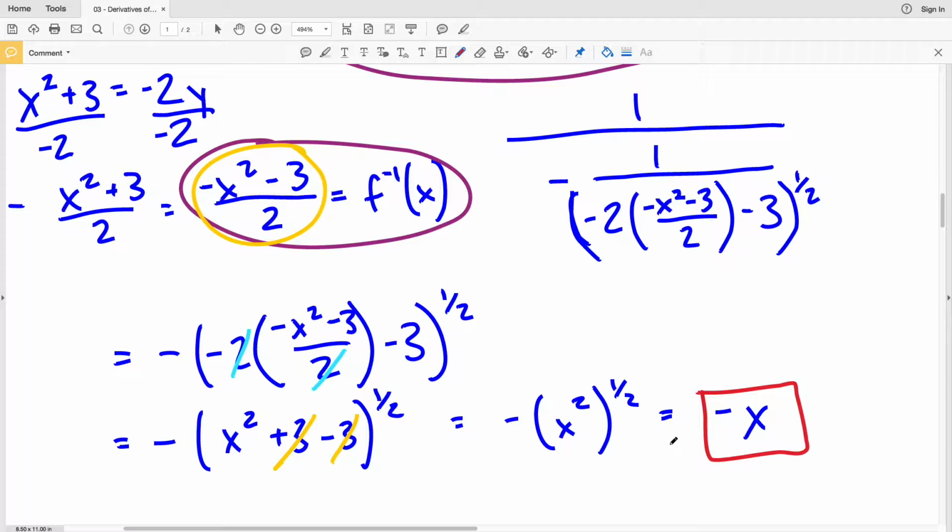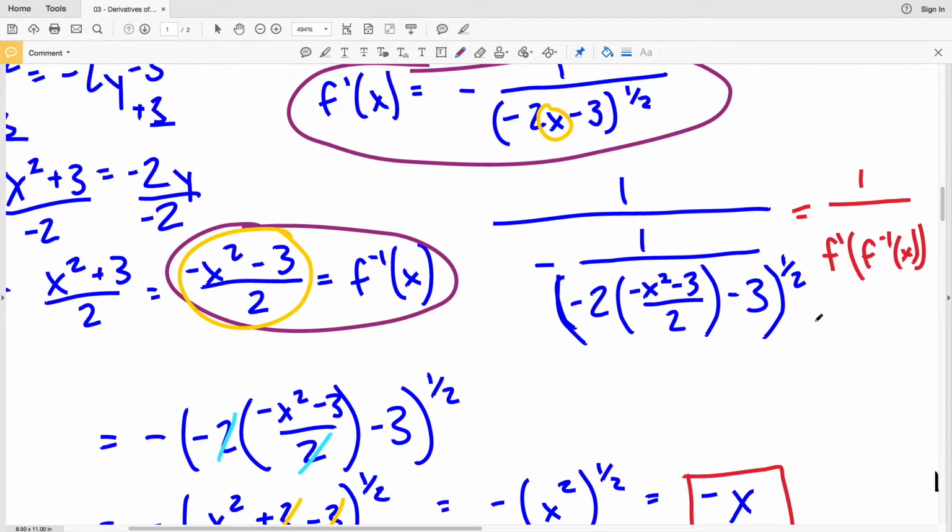And again, that was using our theorem, 1 all over the derivative of f of the inverse function of x. So we found that inverse function of x, we found the derivative of f, and we plug the inverse function of x, that value, in for x in our derivative formula, and that is the value that 1 was divided by in order to give us the derivative of our inverse function. Now let's move on to number 6.